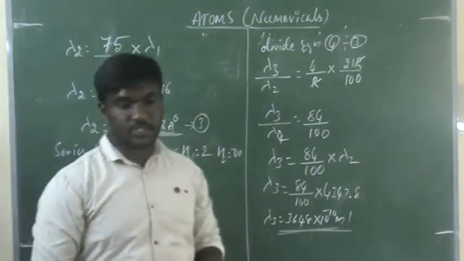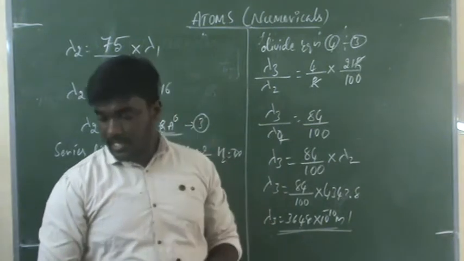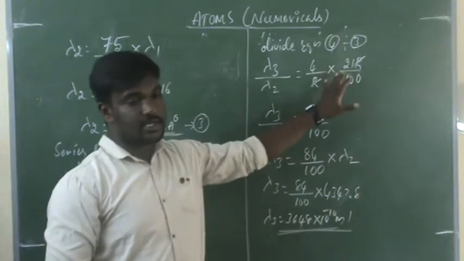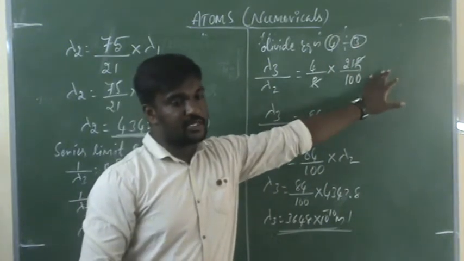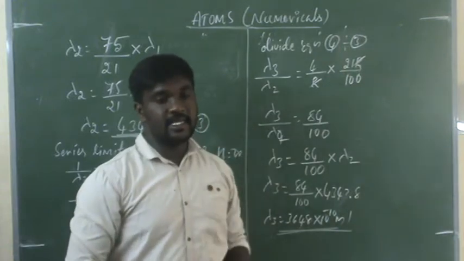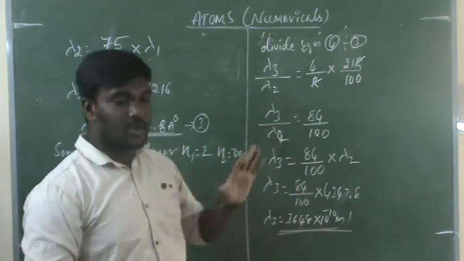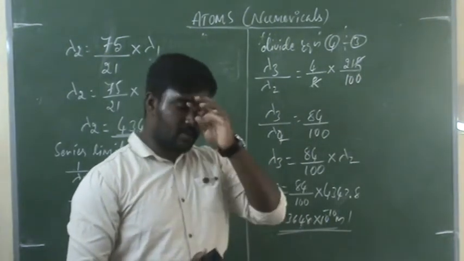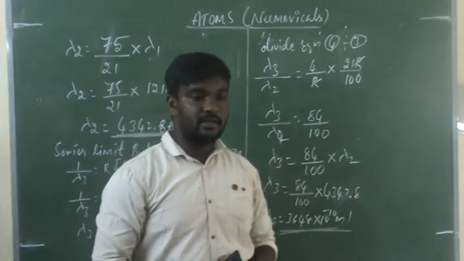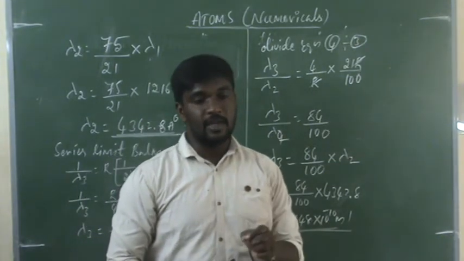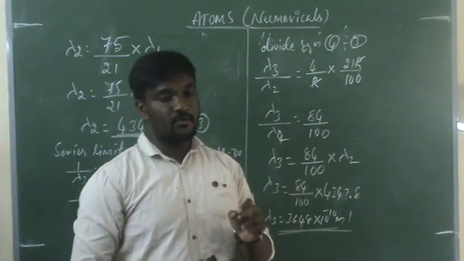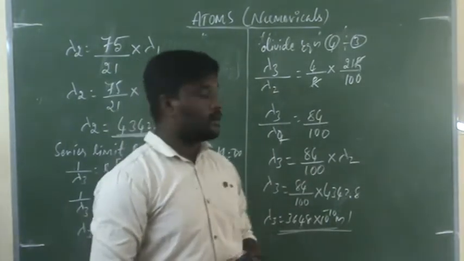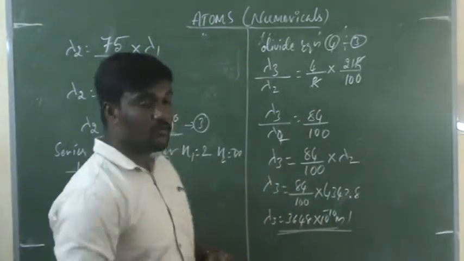So first, what is the question? The first member of Lyman series is 1216 angstrom. Calculate the third member of Balmer series and also calculate the series limit of Balmer series. So by using the general wavelength formula, 1 over lambda is equals to R into 1 by n1 square minus 1 by n2 square. For the first member of Lyman series, n1 is 1 and n2 is equals to 2. Substitute those values, so we get lambda 1.